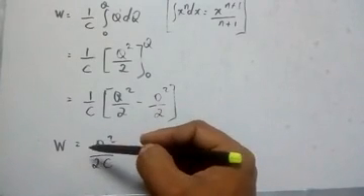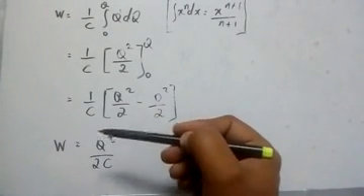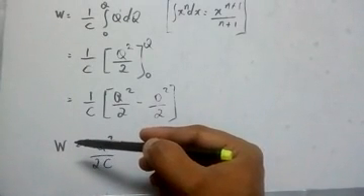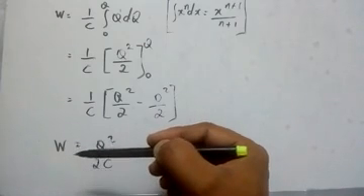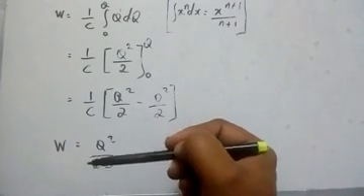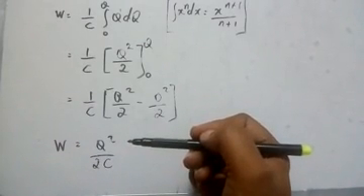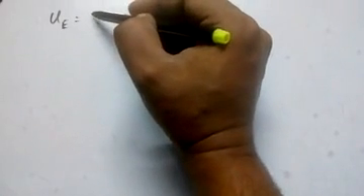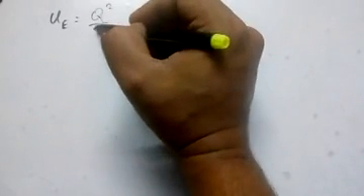Now this work that we do is stored as potential energy in the capacitor. So instead of writing W, you can write U. U_E is the symbol for potential energy. Let me write that also now. So we have U_E, that means the work done is stored as potential energy. U stands for potential energy. In this case, electrostatic potential energy is equal to, on the right side, Q squared by 2C.